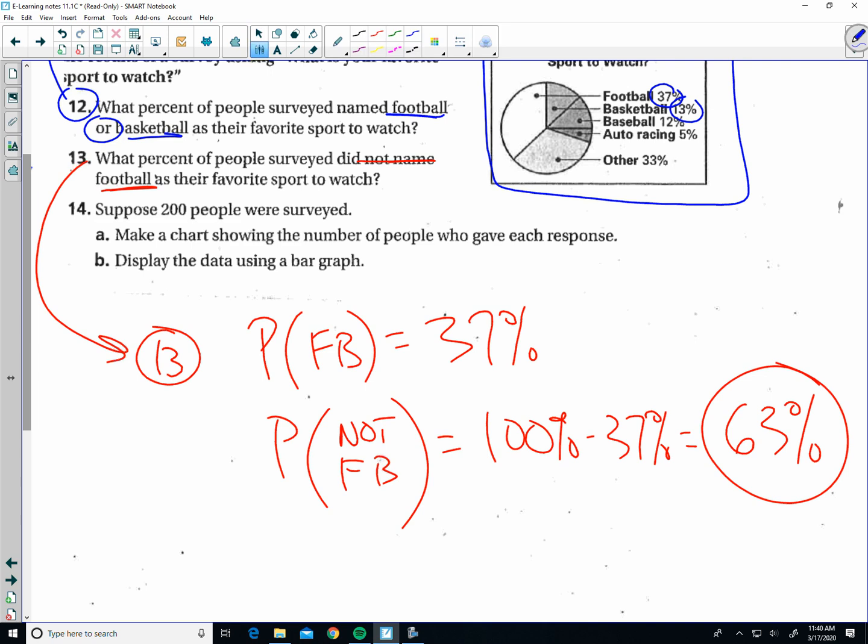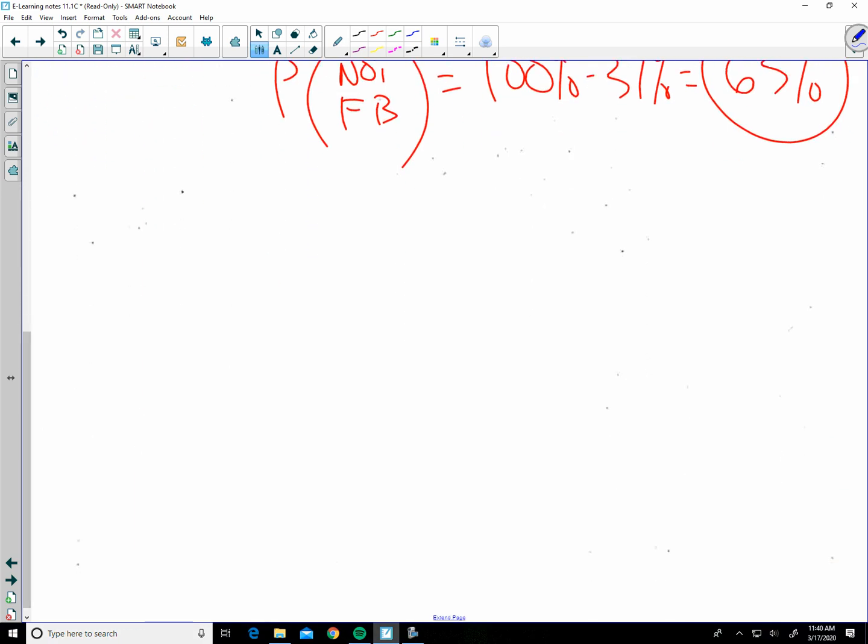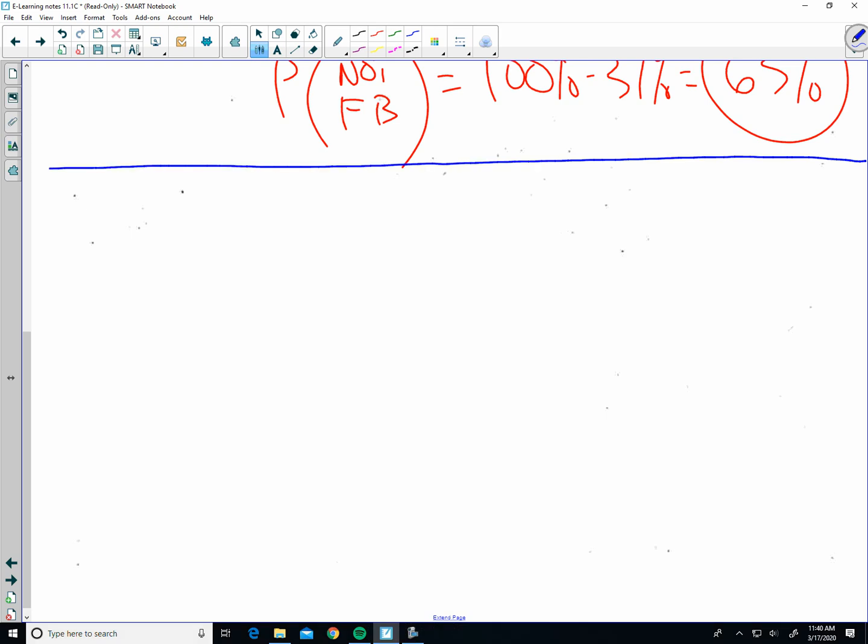And then question 14 down here, I want you to now get into a specific sample space. They're simply telling you, let's pretend 200 people were asked this question, what was their favorite sport to watch on television, and the percentages were given to you. I want you to make a nice little chart, and then I want you to put that in a bar graph. So it's a nice little connection of trying to display our data. So for me, if we wanted to turn this into a simple chart, I would just write down the word sport, and then I would write down the word people.